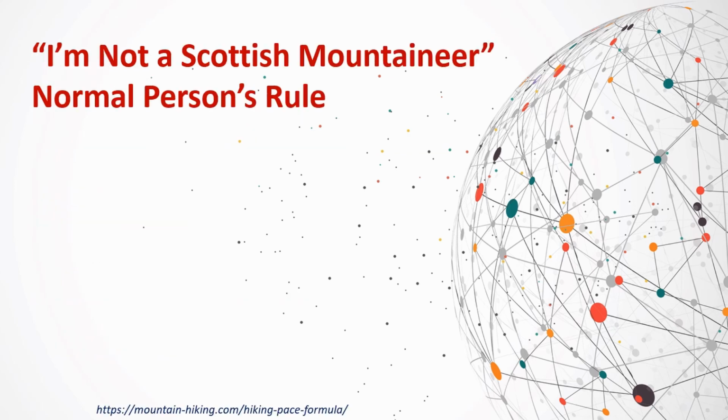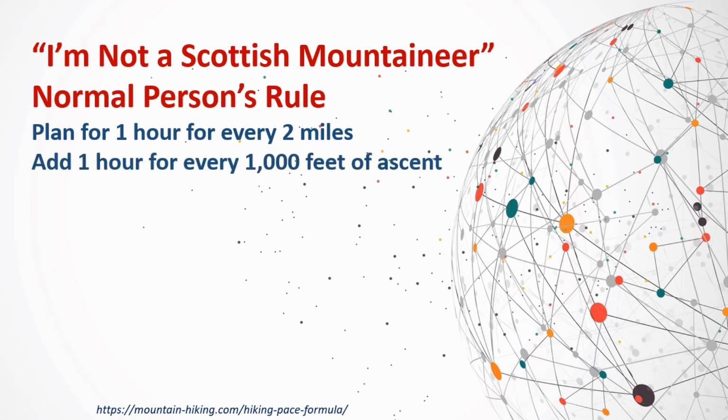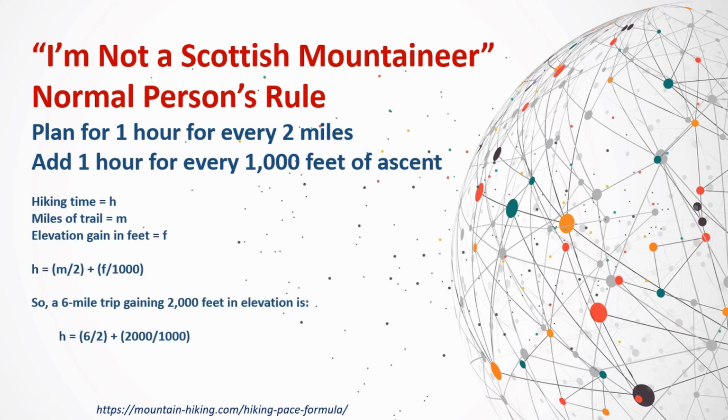So, we arrive at what I like to call, I'm not a Scottish mountaineer, normal person's rule. This rule says to plan for 1 hour for every 2 miles, and then add 1 hour for every 1,000 feet of ascent. Again, using the same letters and type of formula, we see that a 6-mile hike gaining 2,000 feet in elevation is 5 hours, not 3 as it was with Naismith's hardcore rule. It turns out that this kinder, gentler algorithm is extremely accurate based on how my wife and I hike. So I'd recommend this algorithm to others if you too are not a Scottish mountaineer. If only I had known about this algorithm when planning our Alum Cave Trail hike.